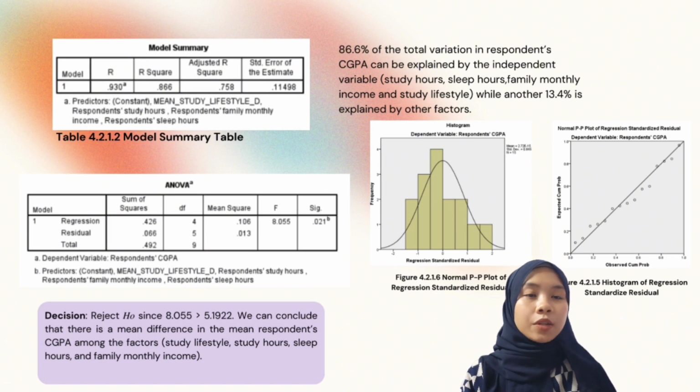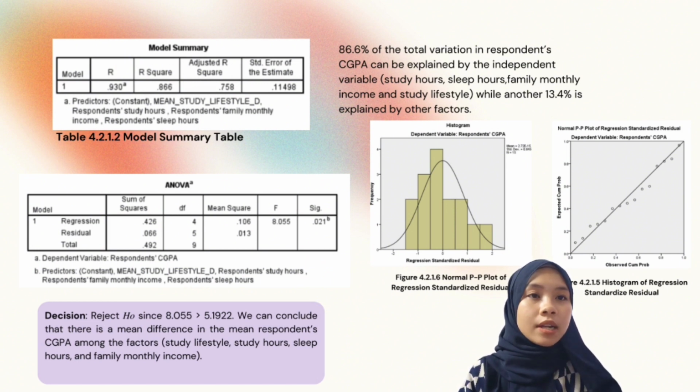Okay, from the ANOVA table, we reject the null hypothesis since 8.055, which is the test statistic, is higher than the critical value. We can conclude that there is a mean difference in the mean respondents' CGPA among the factors, which are study lifestyle, study hours, sleep hours, and family income.